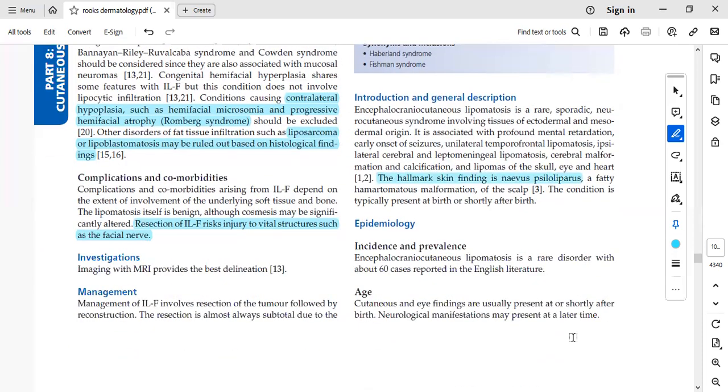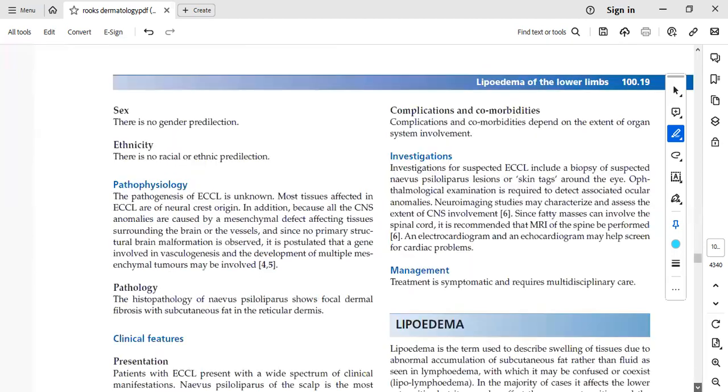And the incidence and prevalence of this disease is also rare. There are only 60 cases reported in English literature, and the cutaneous and eye findings are usually present at or shortly after birth, while neurological manifestations may present later on. There is no gender predilection for this disease and no racial or ethnic predilection. The pathophysiology of the disease is also unknown.